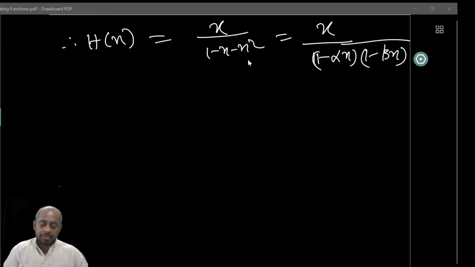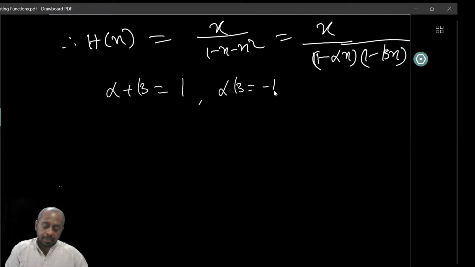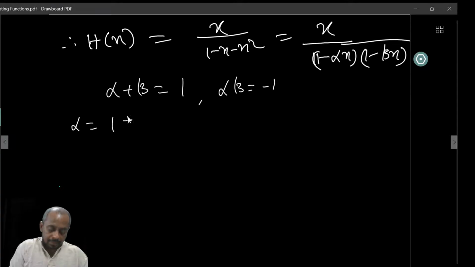You can either use the b square minus 4ac method, or you can just observe that if you write it as 1 minus alpha x and 1 minus beta x, then it should give you alpha plus beta is equal to 1, and alpha beta is equal to minus 1, right? And from these two we can compute that alpha is equal to 1 plus root 5 by 2, and beta is equal to 1 minus root 5 by 2.